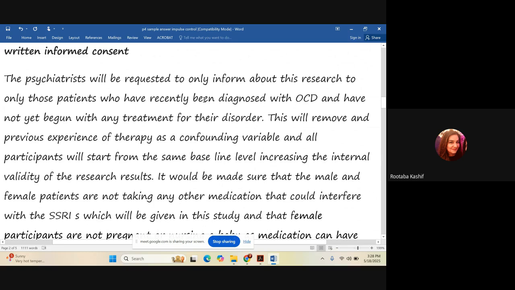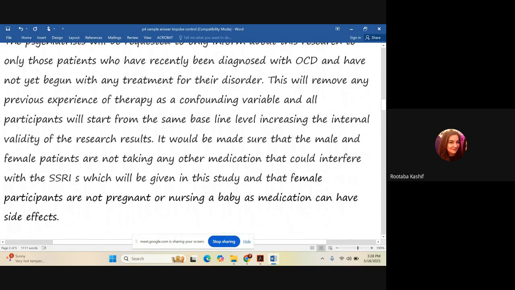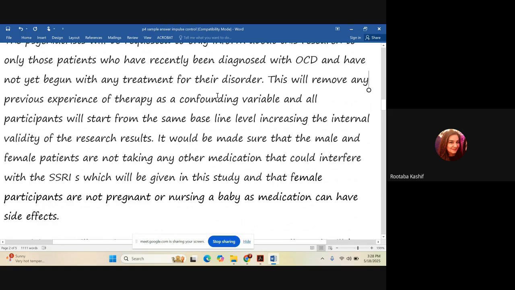But let's see what they've written. Newly diagnosed patients with OCD who have not yet begun any treatment for their disorder. Why? This will remove any previous experience of therapy as a confounding variable. So this is a control over extraneous variables. If they had already been taking any treatment, that might make them improve or reduce the symptoms of OCD rather than the medication.